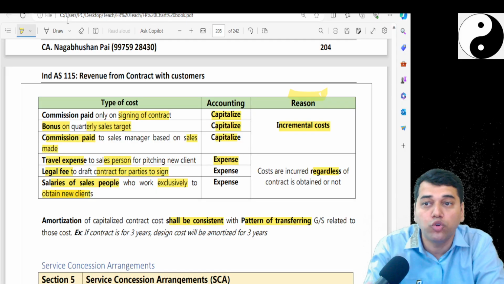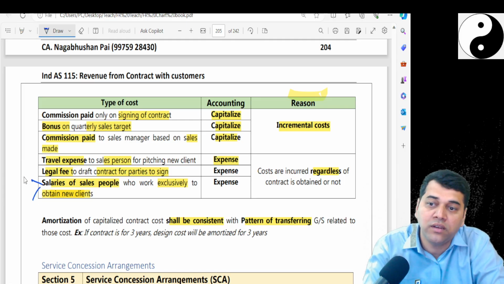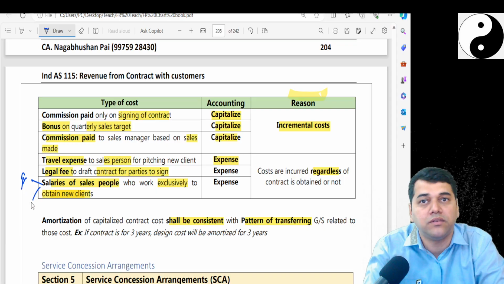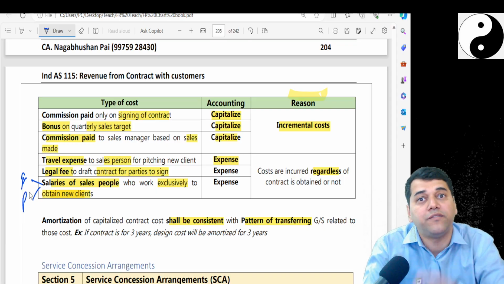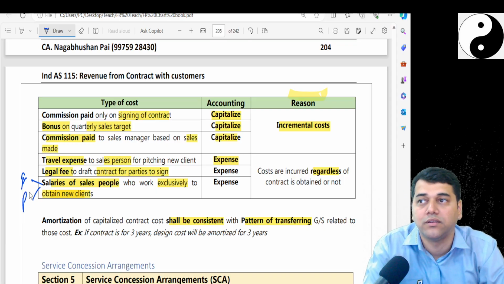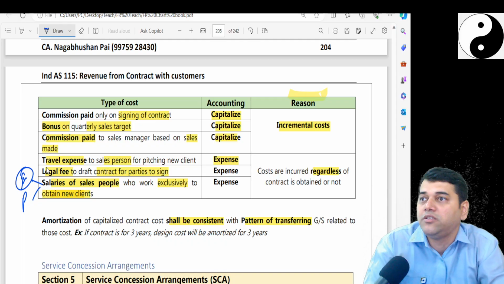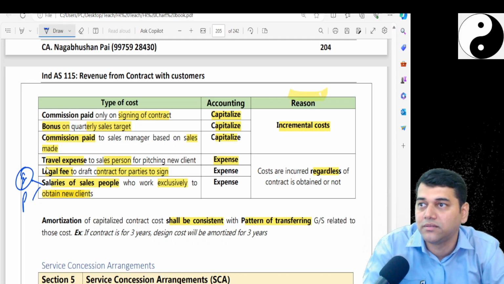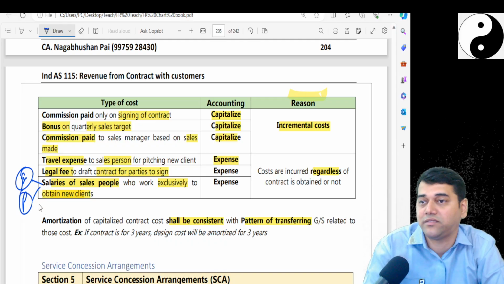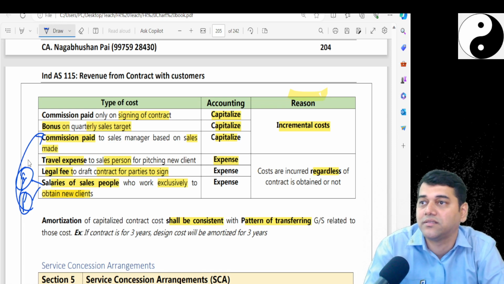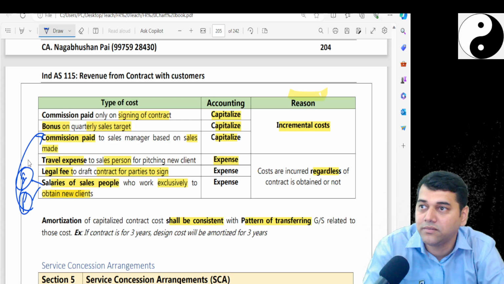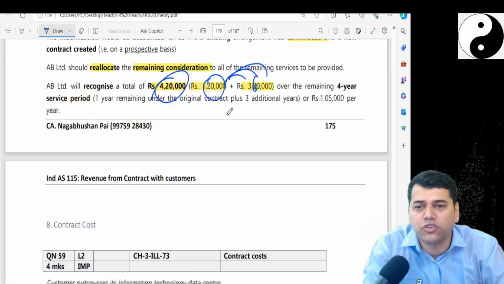See, there can be two components in his salary. One is a fixed salary every month. Second, a performance salary. If he gets a new client, I will pay him something. The fixed salary should be charged as an expense. You cannot capitalize it, because which contract will you assign it to? Performance salary? Yes. This is like this. Are you clear? Yes.